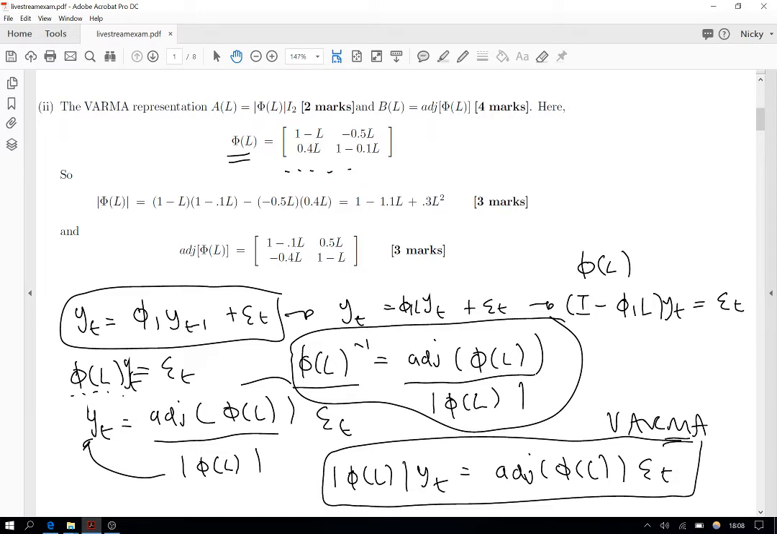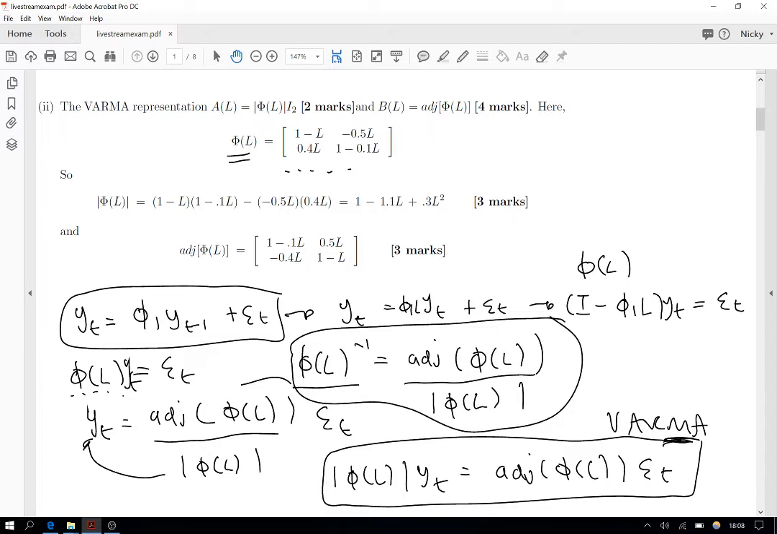And again, the question just asks you what are A(L) and B(L). It doesn't say to formally derive them. So you could, if you wanted to, just state the VARMA representation and then work out both of these entities as we've done here. I've just gone through this just to recap where the VARMA comes from.